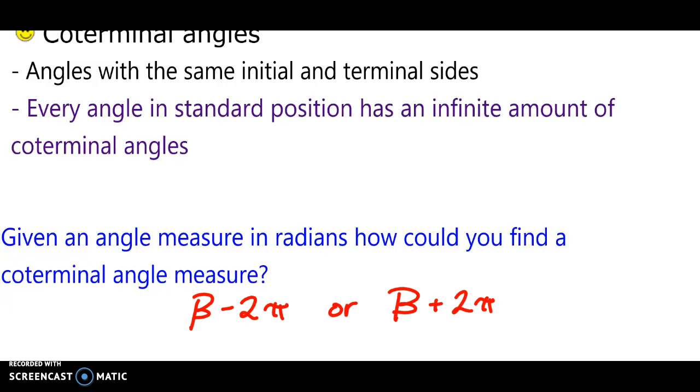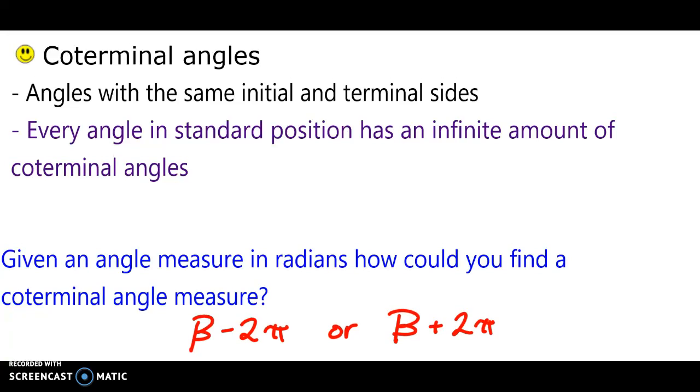Okay, so here's how I would have responded to this question. So beta being whatever our angle measure is, or sorry, our radian measure is, I could either subtract 2 pi or add 2 pi. So why 2 pi? Well, think about what 2 pi represents, right? 2 pi is one rotation. It doesn't matter if we go clockwise or counterclockwise, we would still get its coterminal angle. Also note that if the smiley face wasn't on the page, this would not be as much fun.